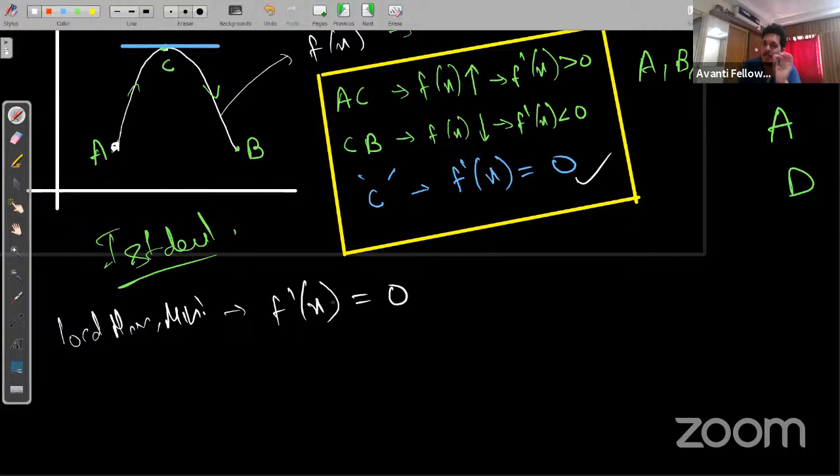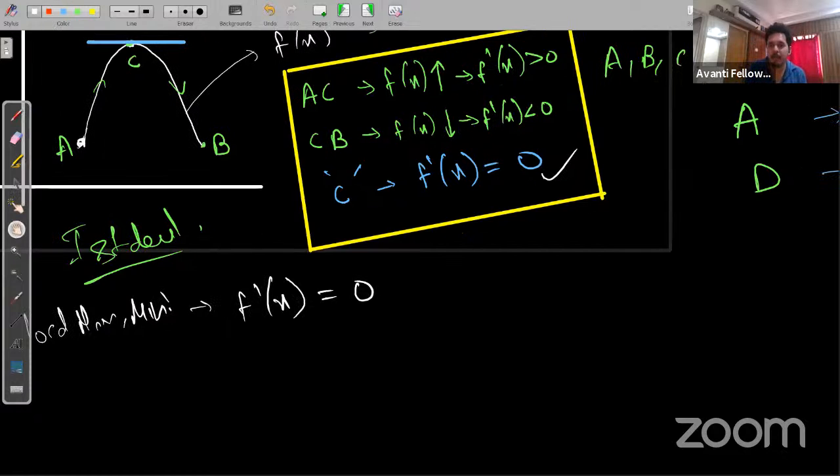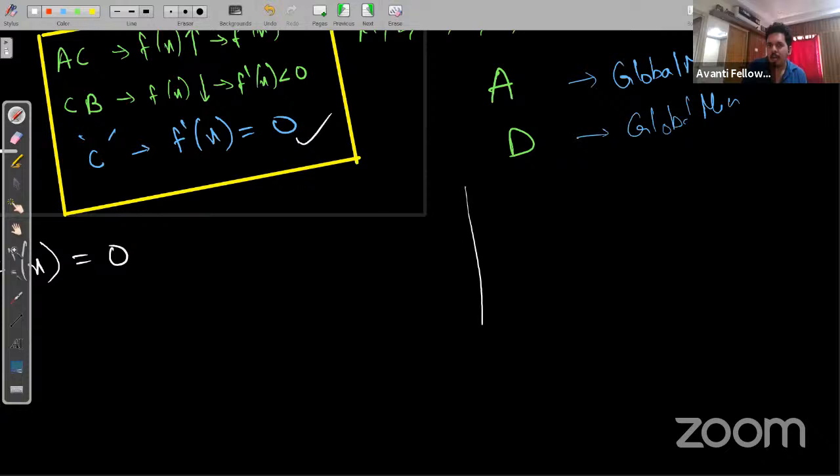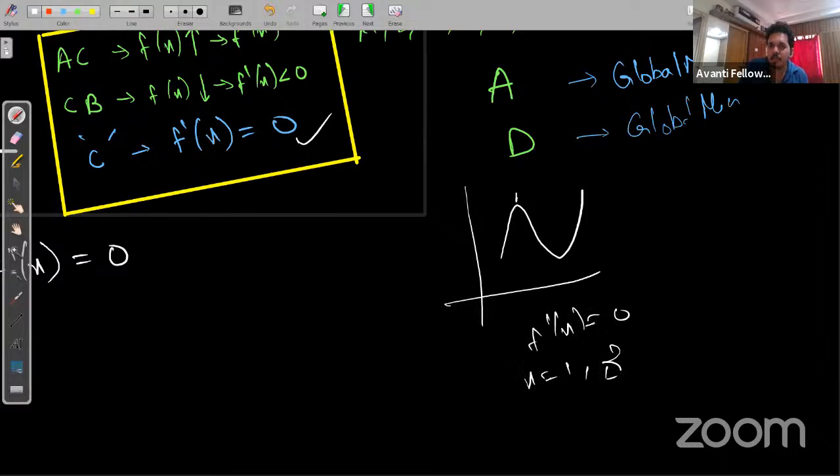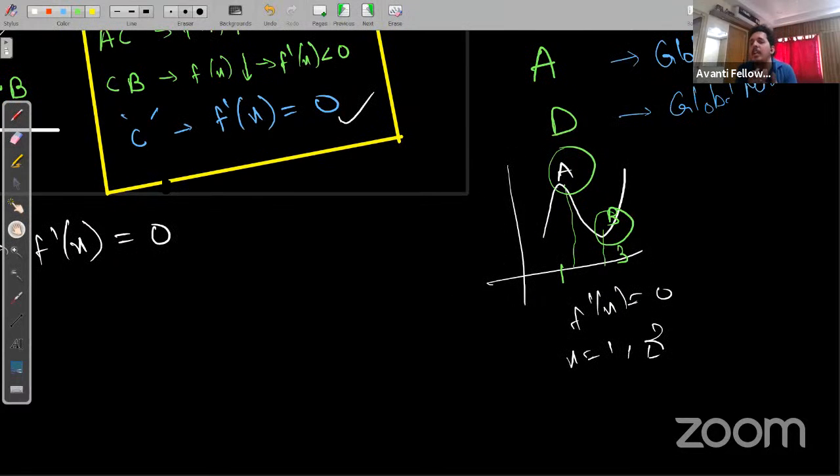At that particular point, my f dash of x is equal to 0. But see, my question is, I have given you some curve like this. If you do f dash of x is equal to 0, you got x equal to 1 and x equal to 3. X equal to 1 gives you point A, and this is x equal to 3. But at point A you are having maxima and at point B you are having minima. Now you tell me how to find which is maximum and which is minimum. You are getting 2 points, guess.